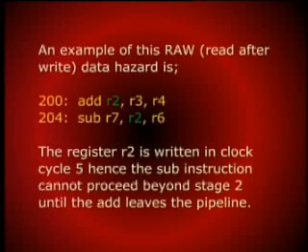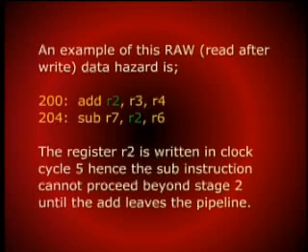We have two instructions. The first one is an add instruction, Add R2, R3, R4, which means that the contents of registers R3 and R4 are added and the result is stored in register R2. The next instruction is a subtract instruction, Sub R7, R2, R6. So the contents of registers R2 and R6 are subtracted and the result is to be stored in R7.